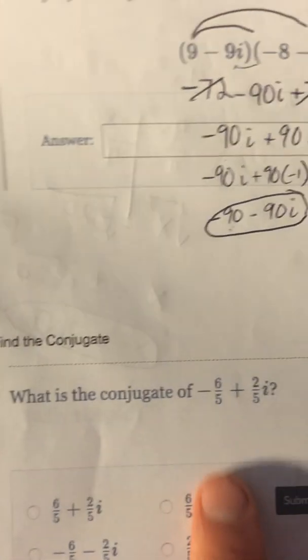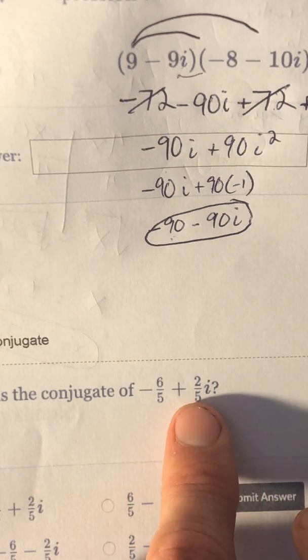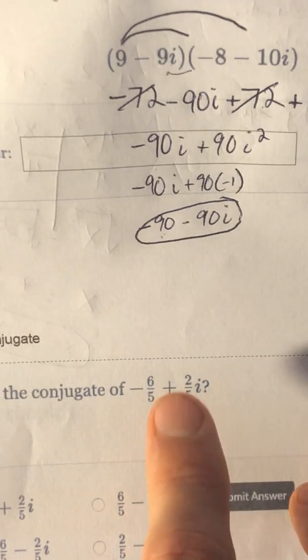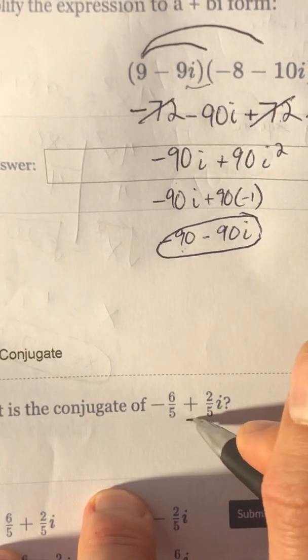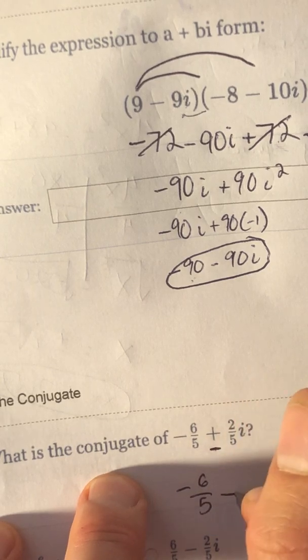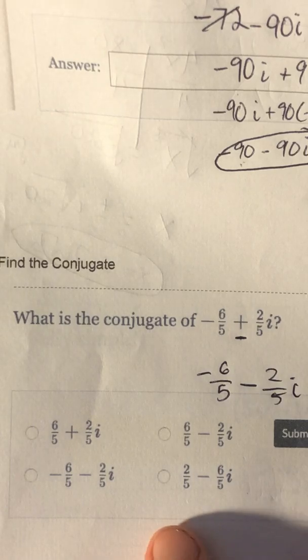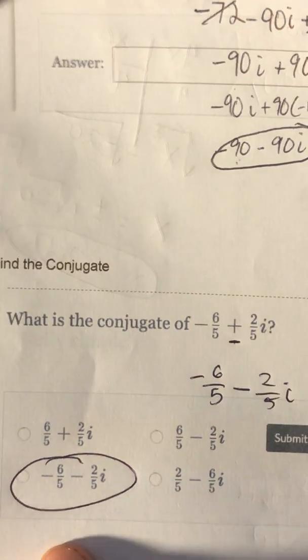That's it. Okay, the last one is going to be the conjugate. It says, what is the conjugate of negative 6 over 5 plus 2 over 5i? Don't look at this and get scared. Know the definition of conjugate. All I have to do for the definition of conjugate is rewrite it, changing the middle sign. Only that sign, nothing else. So negative 6 over 5 minus 2 over 5i. Is that one of my answers? There you go. Okay.